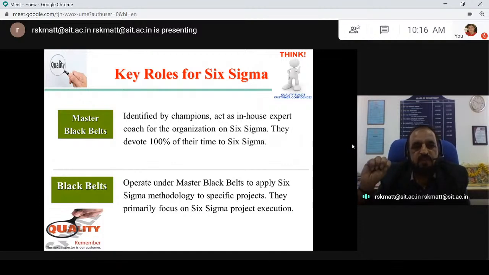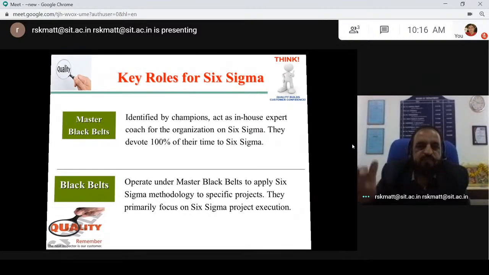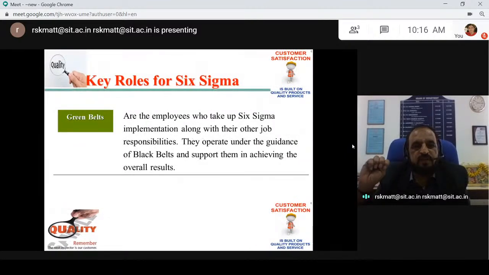And the black belts operate under the master black belts to apply Six Sigma methodology to specific projects, and they primarily focus on Six Sigma project execution. Green belts are the employees who take up the Six Sigma implementation along with their job responsibilities. They are called the green belts. They operate under the guidance of black belts and support them in achieving the overall results.